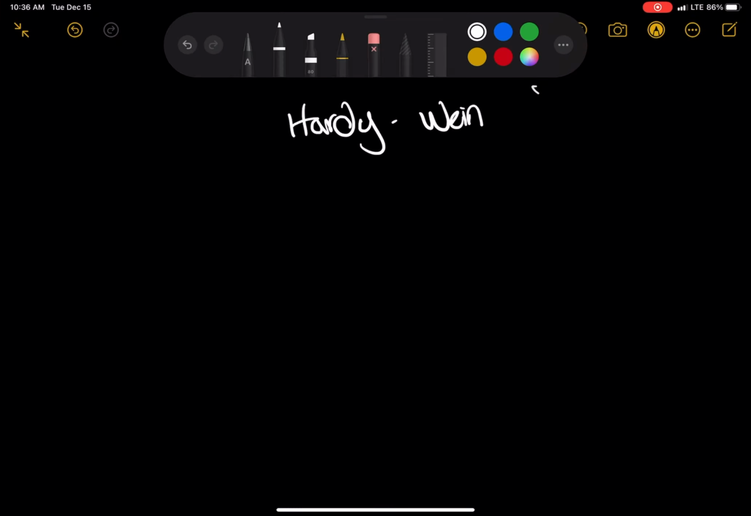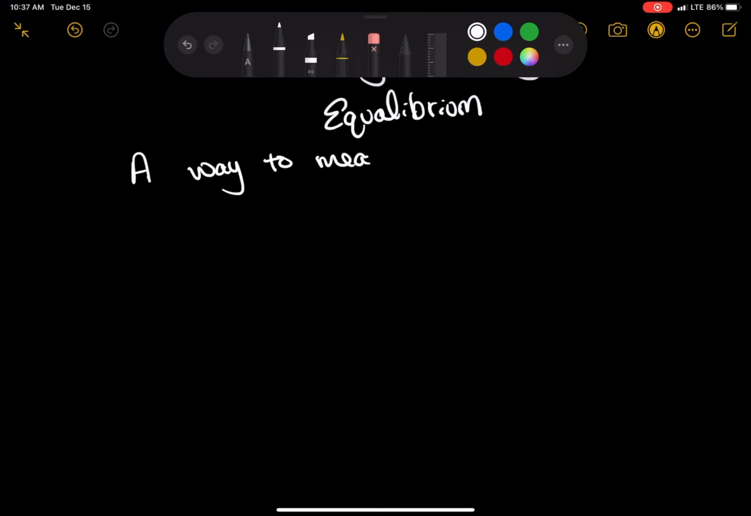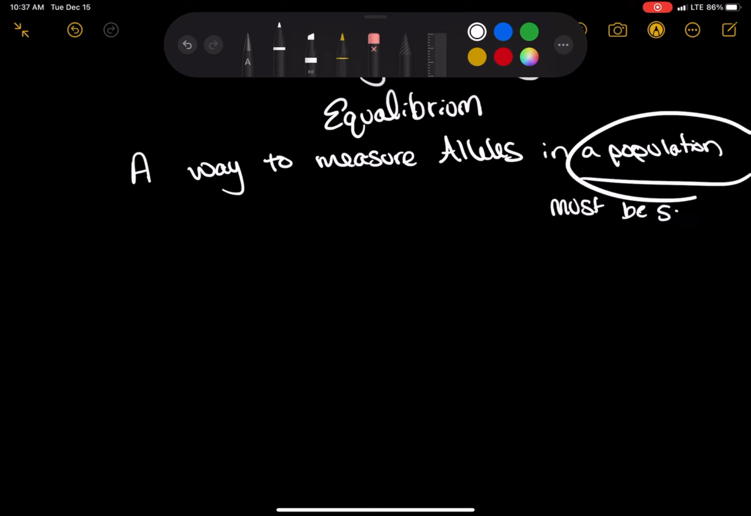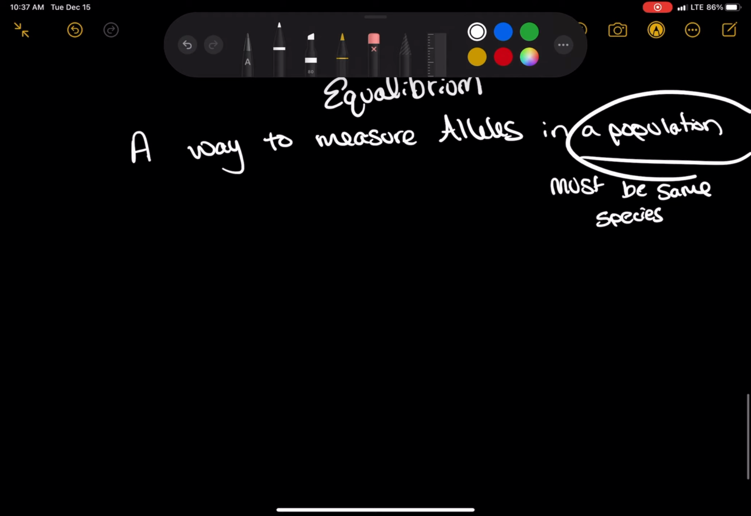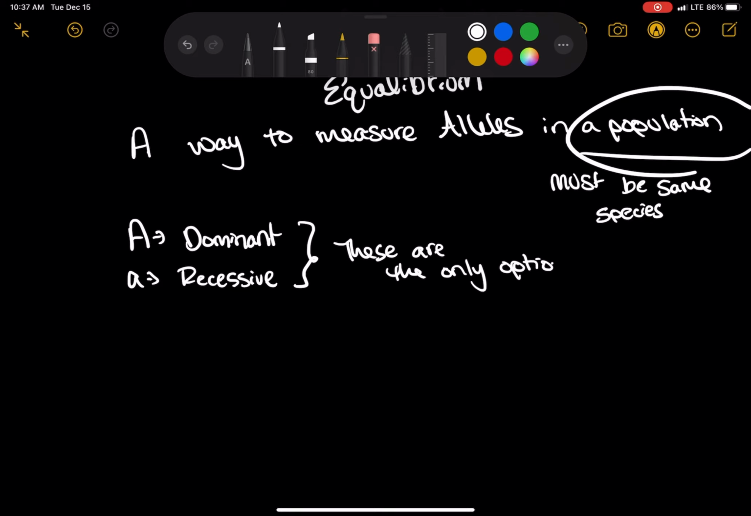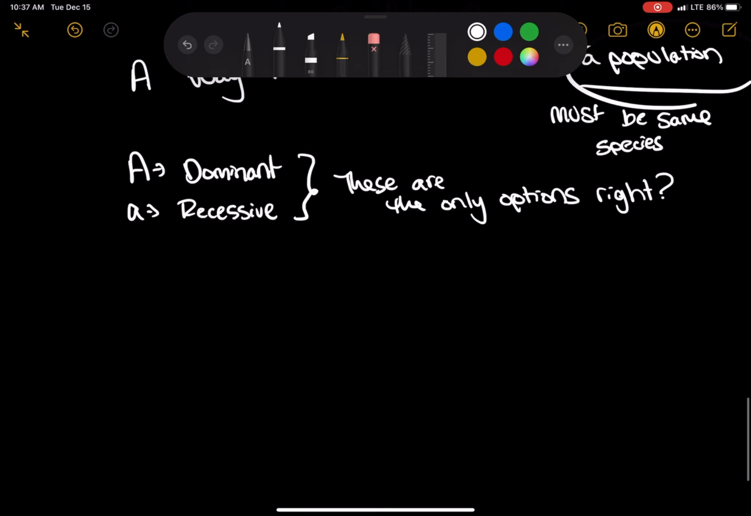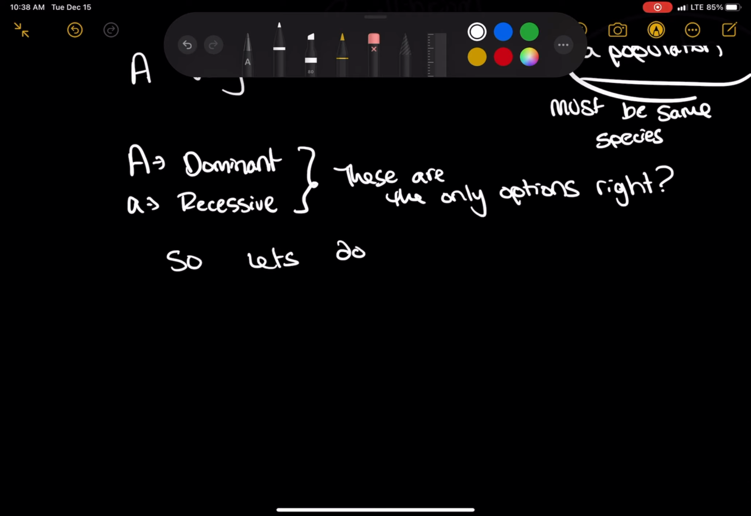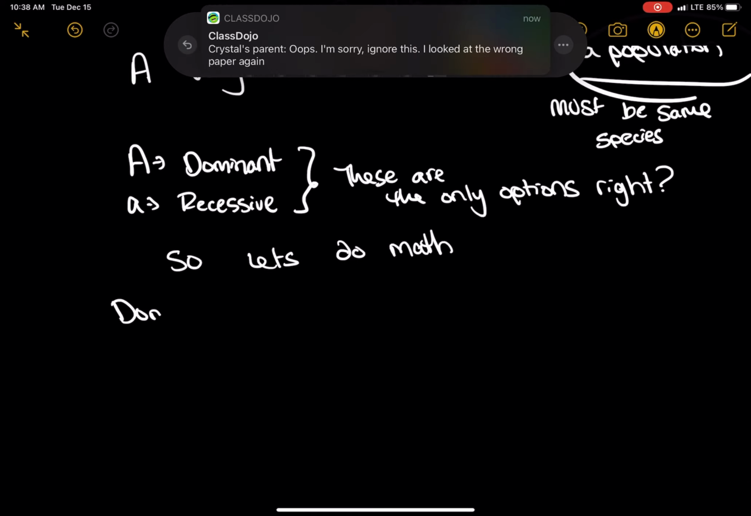All right, here we go. Hardy-Weinberg, the thing that we love to hate. When we talk about Hardy-Weinberg equilibrium, this is a way to measure the different alleles that we see in a population. In a population, we have to look at the same individuals. Some of them are dominant, some of them are recessive. So we give the big letter to the dominant, the lowercase letter to the recessive. These are our only options. There are no middle options. We can combine them, and we'll talk about that in a second, but we just have dominant and recessive alleles.